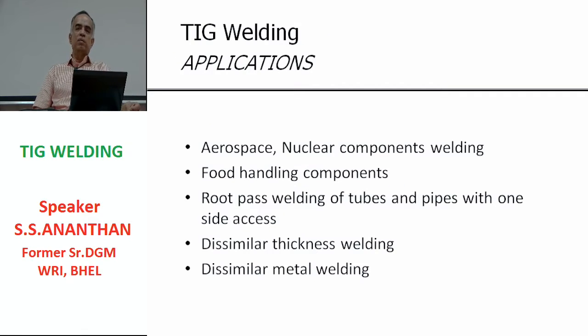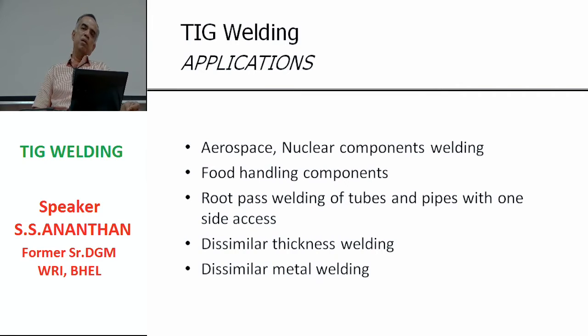Since the quality of the welding is of the highest order, this process is very widely used in aerospace and nuclear industries, where cost is not an important factor but quality is very, very important. The second important application of this process is food handling equipment such as beer cans, milk machines, or any component which comes into contact with food materials. The main advantage of TIG welding here is that there is no biological formation of bacteria because of the high quality of the welding achieved.